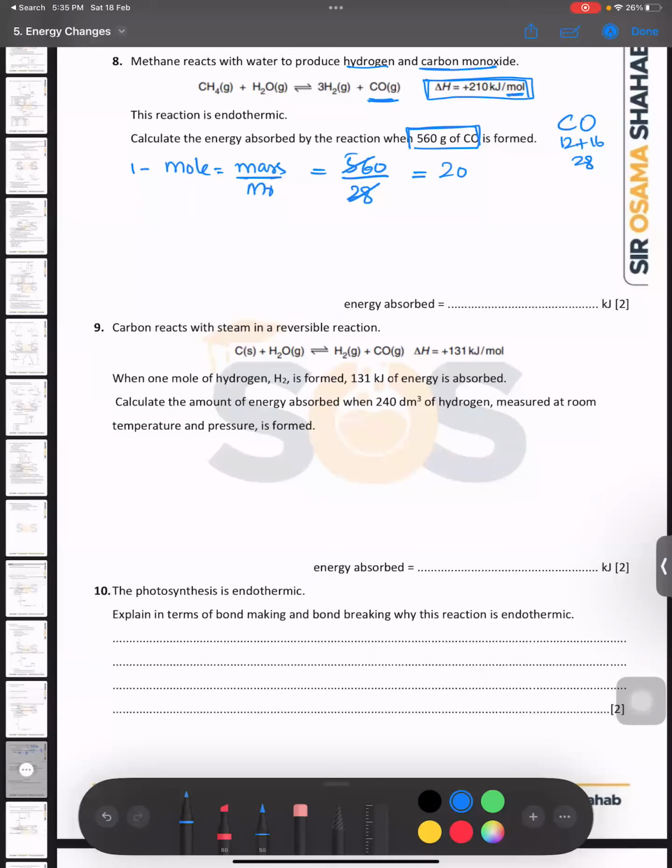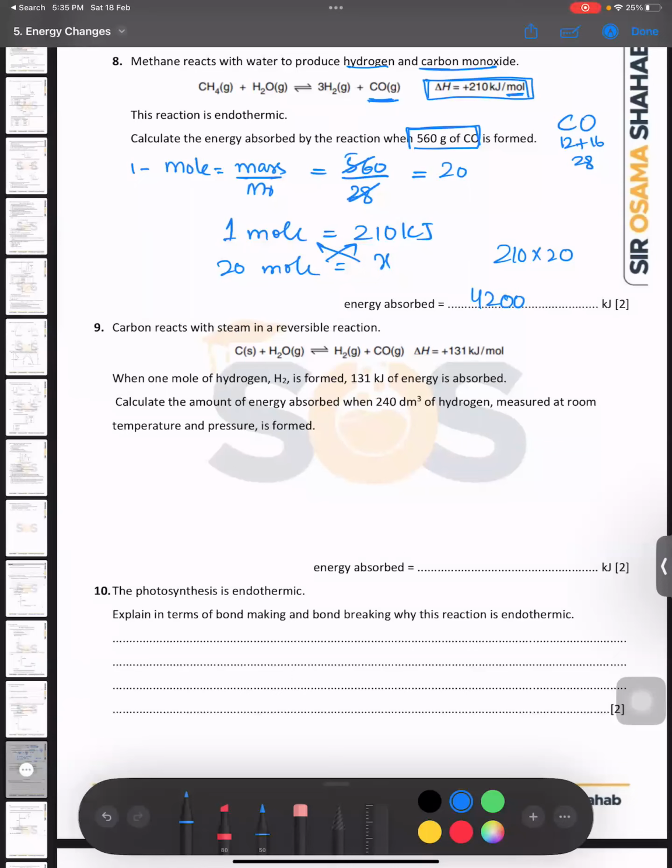Say that if 1 mole is producing or absorbing 210 kilojoules energy, the 20 moles absorb X. The answer would be 210 into 20. It would give you what? 4200 kilojoules energy. It absorbed this amount of energy. Right?